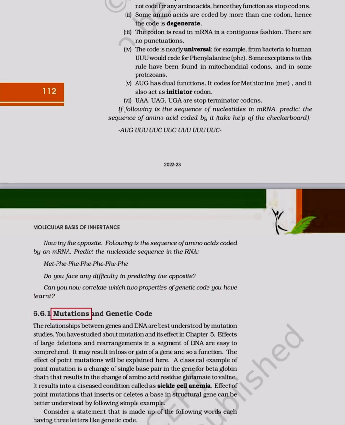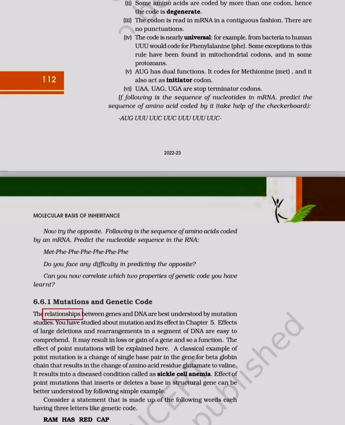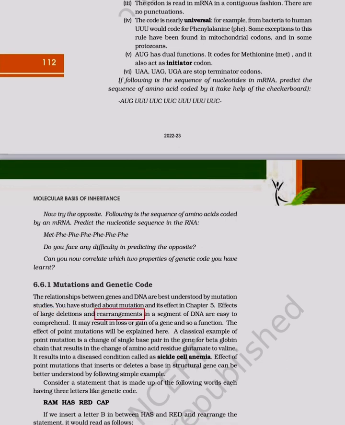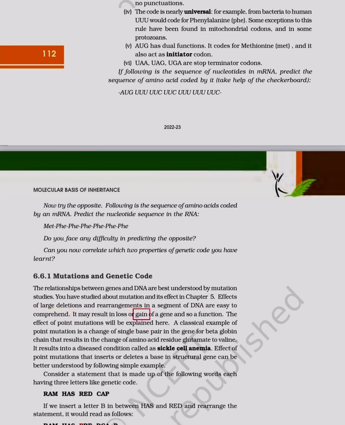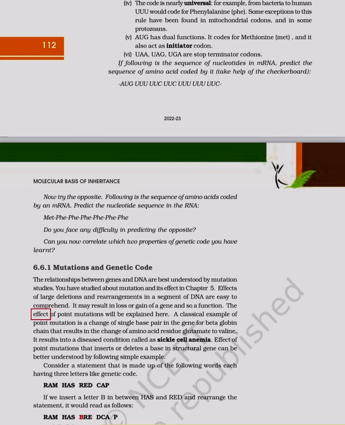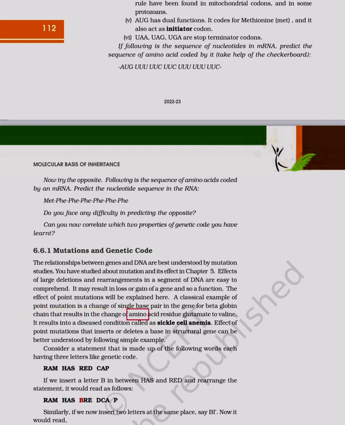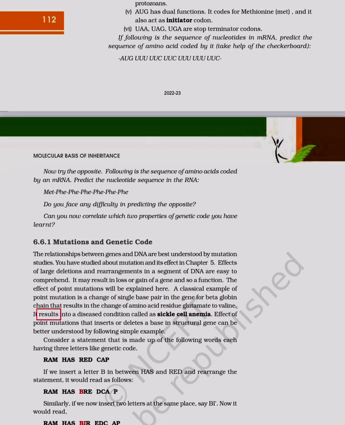6.1 Mutations and genetic code. The relationships between genes and DNA are best understood by mutation studies. You have studied about mutation and its effects in Chapter 5. Effects of large deletions and rearrangements in a segment of DNA are easy to comprehend. It may result in loss or gain of a gene and so a function. The effect of point mutations will be explained here. A classical example of point mutation is a change of a single base pair in the gene for the beta-globin chain that results in the change of amino acid residue glutamate to valine. It results in a diseased condition called sickle cell anemia.